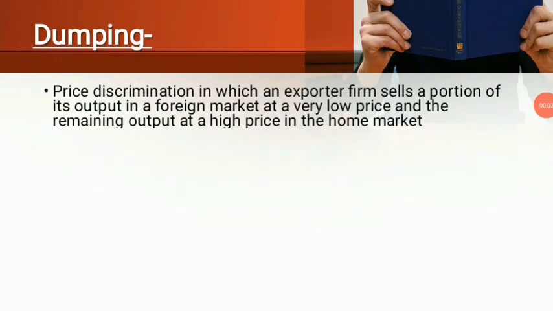So the next topic of today's lecture is dumping. Dumping is an international price discrimination in which an exporter firm sells a portion of its output in a foreign market at a very low price and the remaining output at a high price in the home market. This is done to drive out the foreign competitors from the domestic market. When the product is sold at a price lower than the cost of production in the domestic market, it is called reverse dumping. So there are several types of dumping.